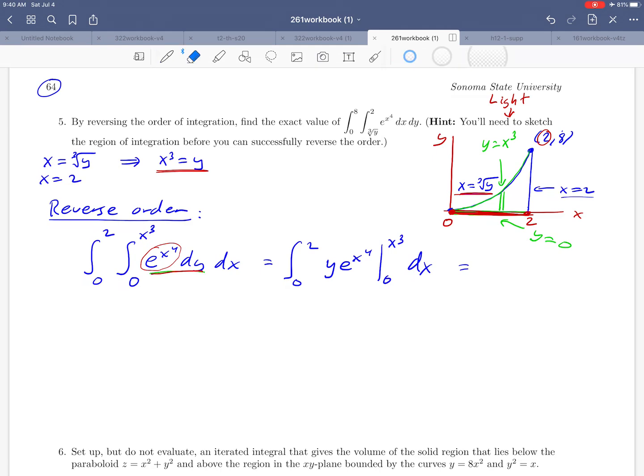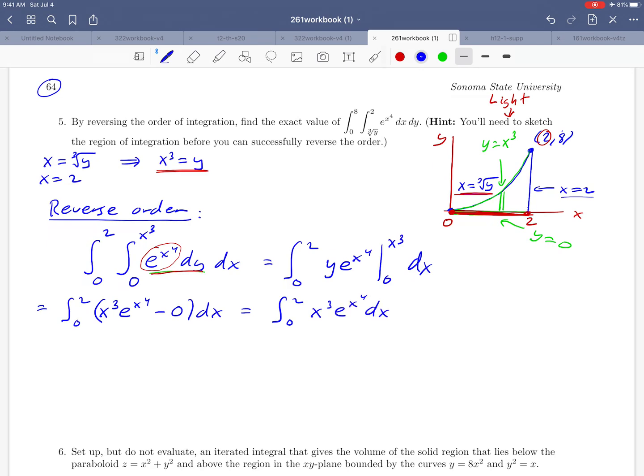Actually, I'm going to go to the next line. I don't want this to get too cramped. So if we plug in x cubed and 0 for y, we're going to get x cubed e to the x to the fourth on the top, and then if we plug in y equals 0, we're just going to get minus 0 on the bottom. So we're really just taking the integral from 0 to 2 of x cubed e to the x to the fourth dx. We need to do that integral.